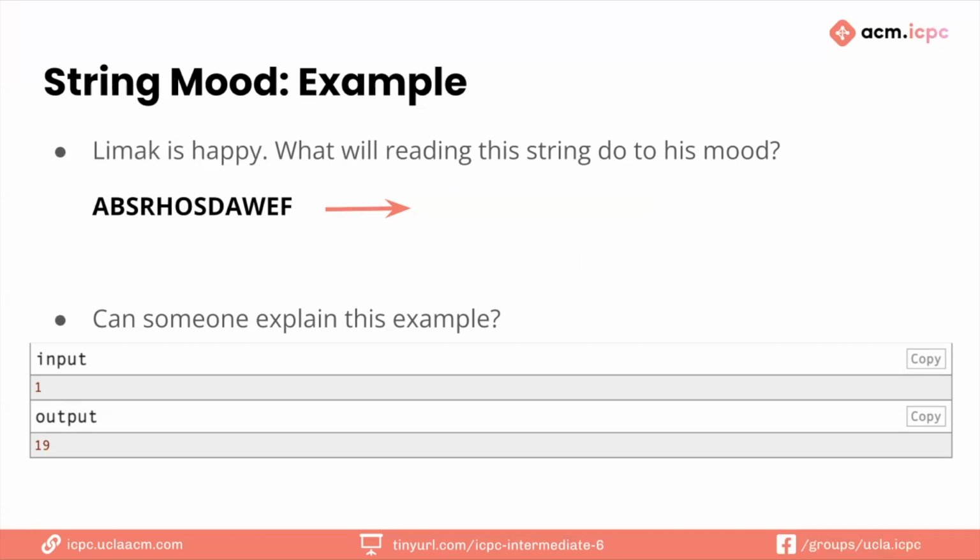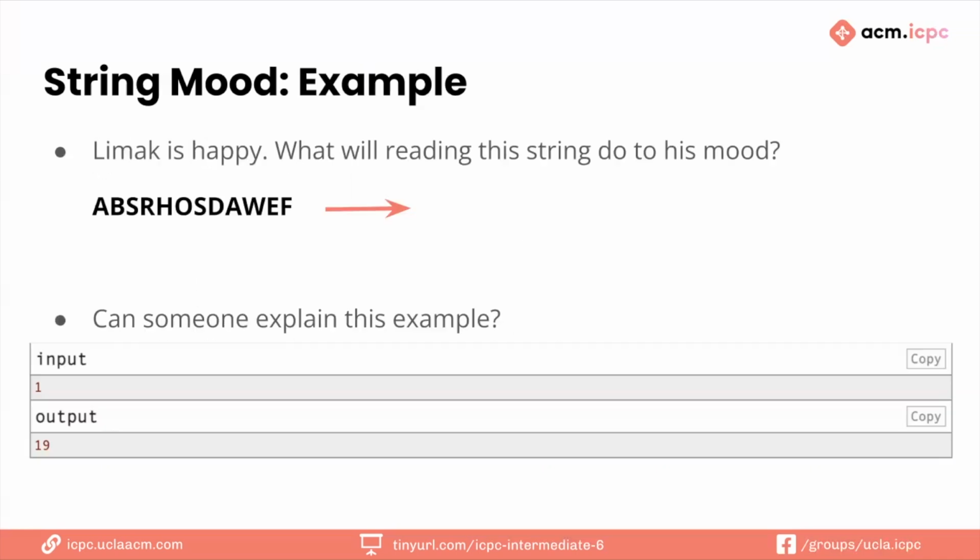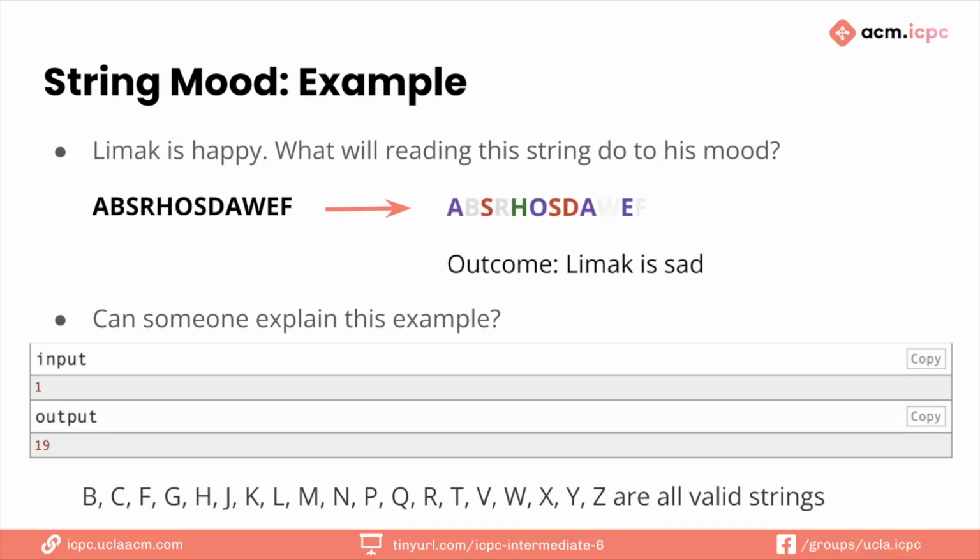Yes, essentially, since the length of the string is 1, it's just one character, and the problem asks what characters will make him happy after reading them, or will not change his mood since he's happy already. And that's either H that will make him happy anyways, or all other letters that will do nothing to his mood. So it's 1 plus 18, which is 19, and essentially these are all valid answers to this problem, but we only need to input the number. All right, so far, does everyone understand what the problem is asking about?